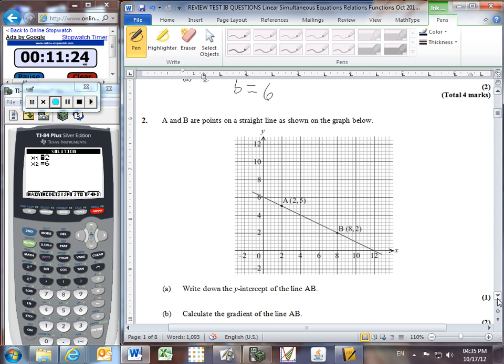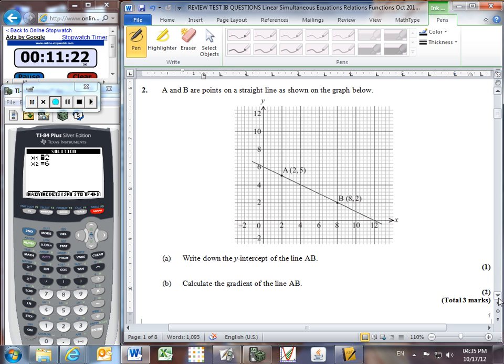Alright, let's work on number 2. See that a and b are points on a straight line? We need to write down the y-intercept of the line AB. Well, it's pretty apparent that we intersect the y-axis at a value of 6. And so our y-intercept is going to be 6. We could say y equals 6, or we can even write it as a coordinate. Either one would be fine.